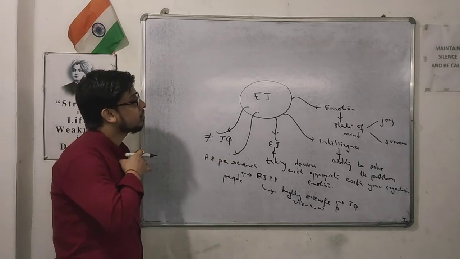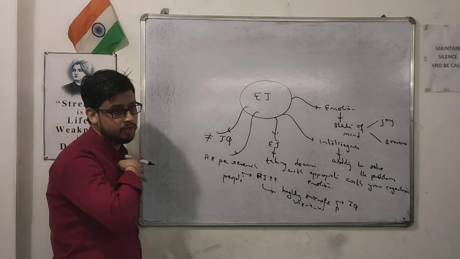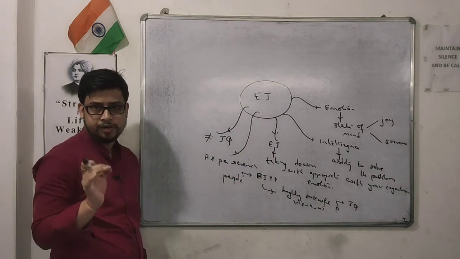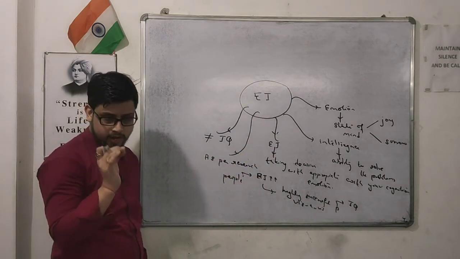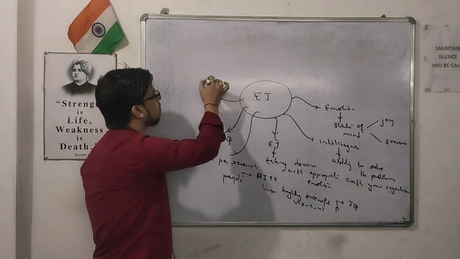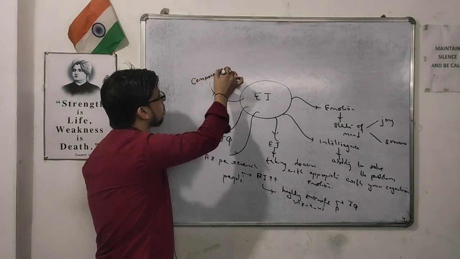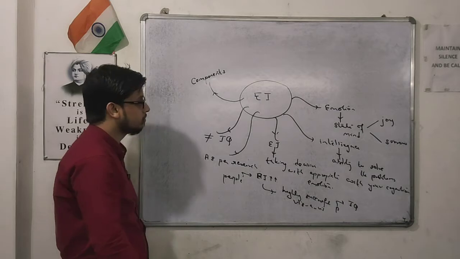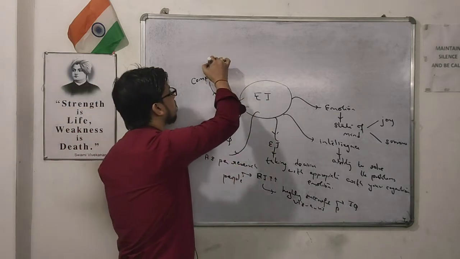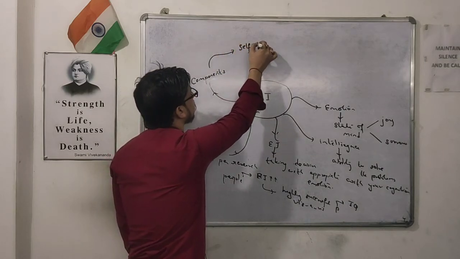Okay. Now we'll see what are the various components of emotional intelligence. It is all about your concept, only concept, emotional intelligence. You have seen the concept. Now we'll see the components. What are the components of emotional intelligence? First one, self-awareness.